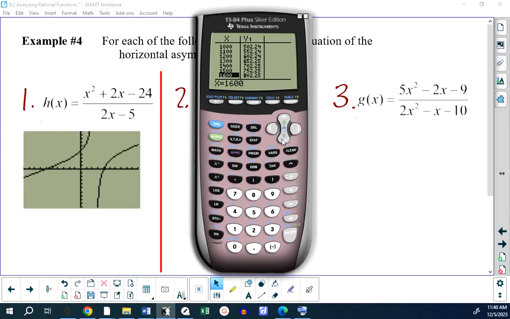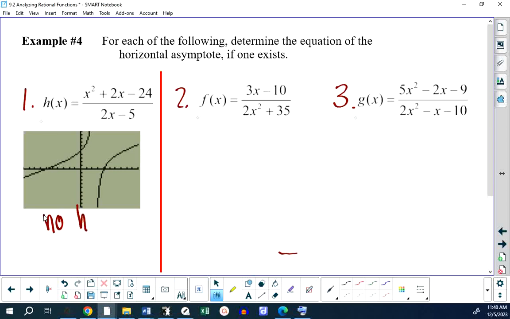Now, one thing. In this course, if there's a horizontal asymptote on this side of the graph, it will be on this side. You will never have two horizontal asymptotes. We will see that in calculus. So I don't need to look at negative infinity. What I can conclude here is there is no horizontal asymptote.